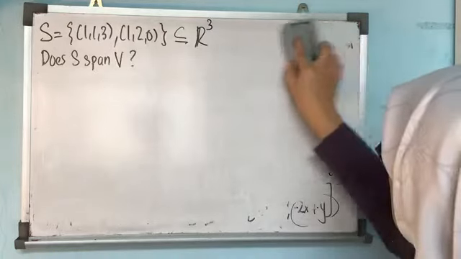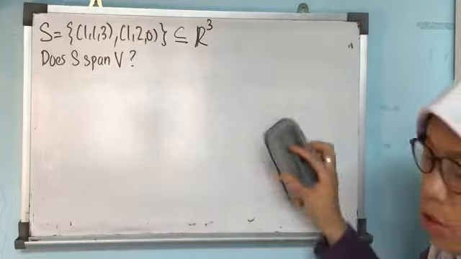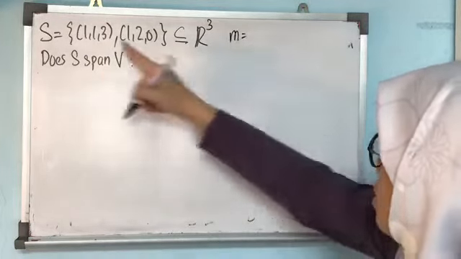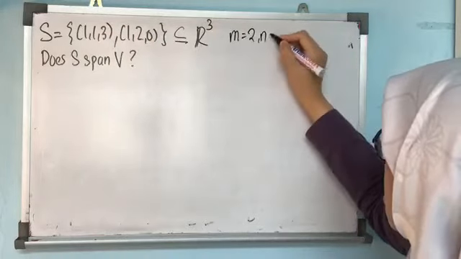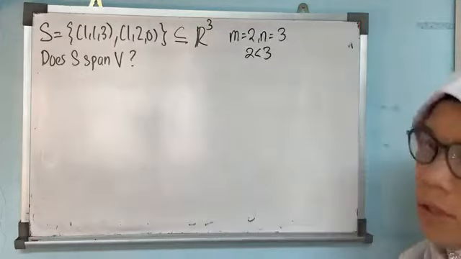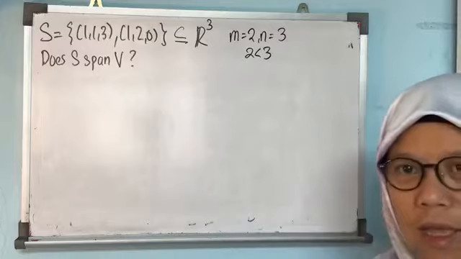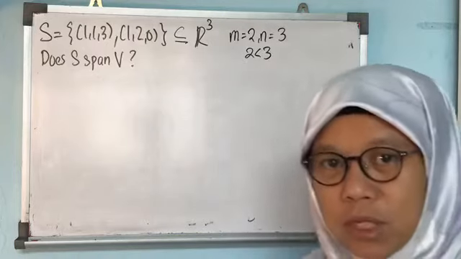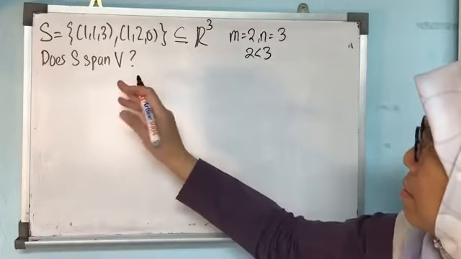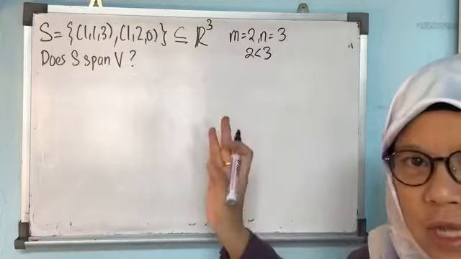From the theorem we already know, this is just to check, this is not part of the answer. To check, you will say that M is 2, N is 3, so 2 is less than 3, so you know the answer is does not span. But you cannot just state N is 3 because you didn't prove the theorem, we just used it to check. So does S span V? If you just answer since 2 is less than 3 does not span, you don't get any marks.